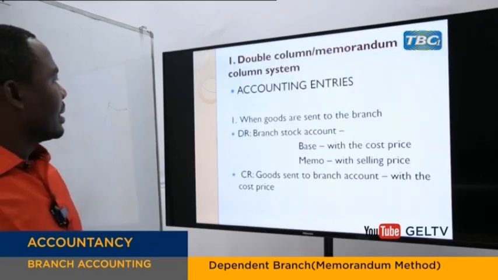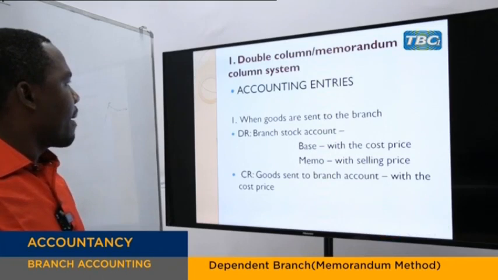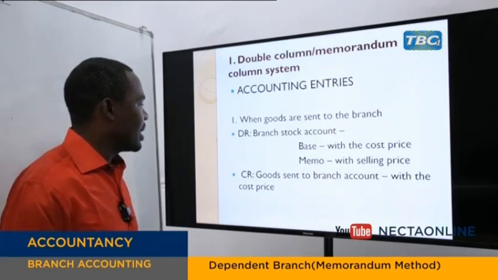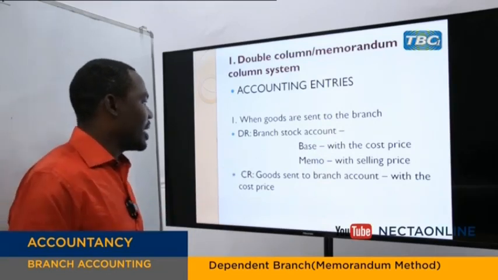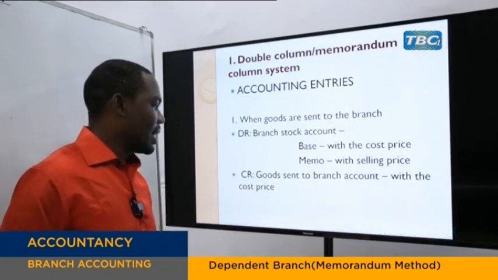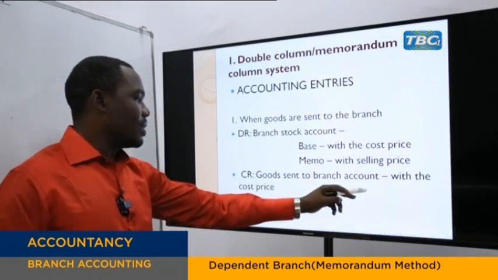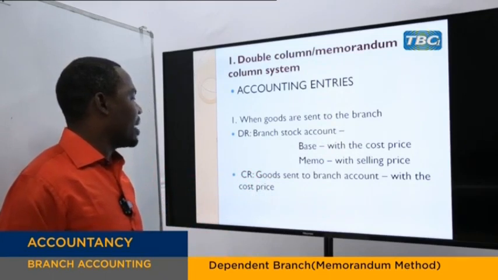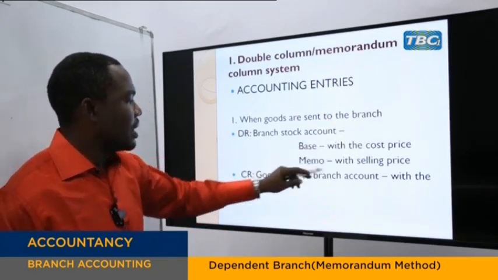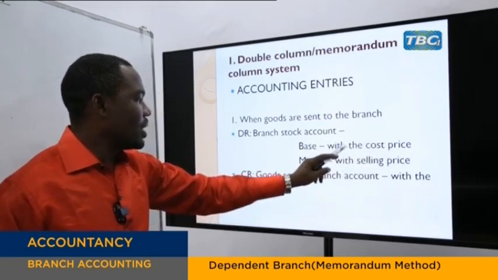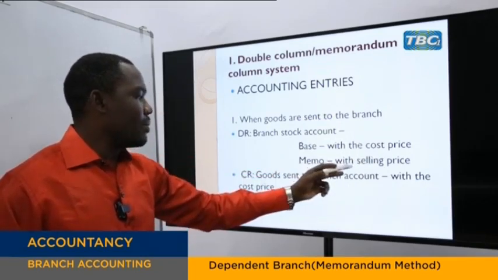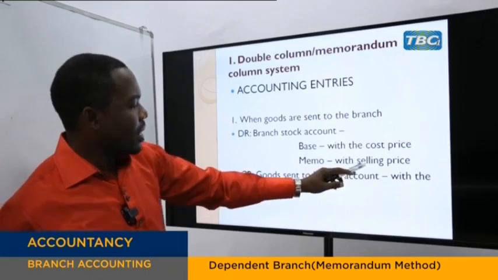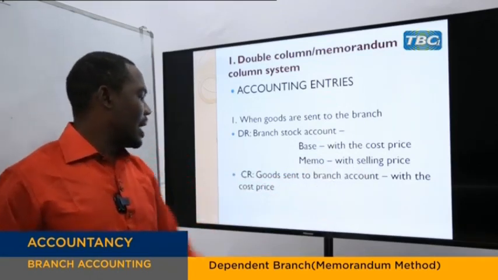Well, what are the accounting entries under this system? When goods are sent to the branch, we debit the branch stock account and credit the goods sent account. In the goods sent account, we credit with the cost price. But under the branch stock account, because there will be two columns, the base column will be recorded at cost to make the double entry, but the memorandum column will be recorded at selling price. So the base column is at cost, the memo column at selling price, but the goods sent will be at cost.